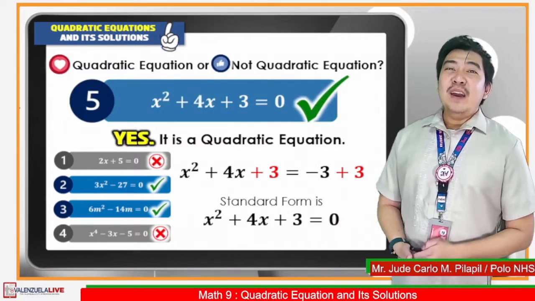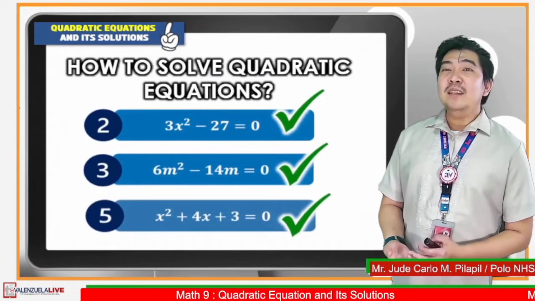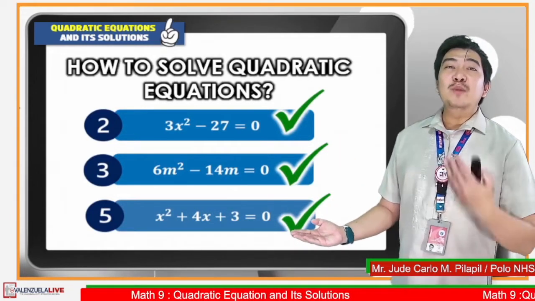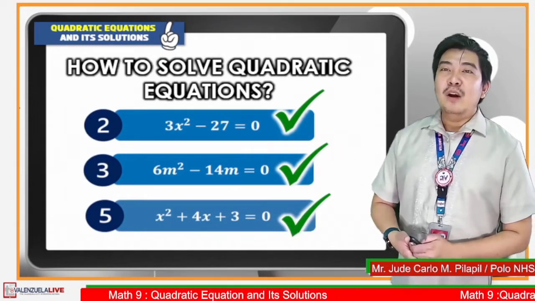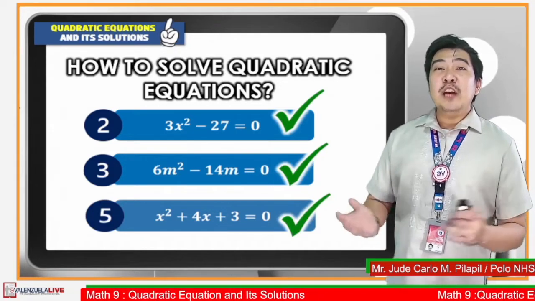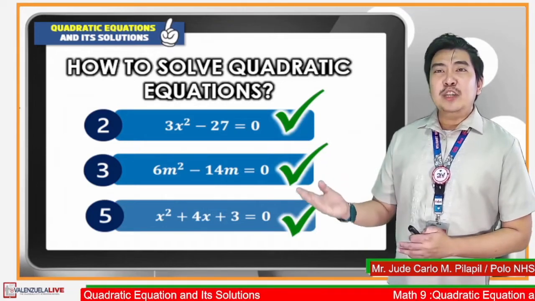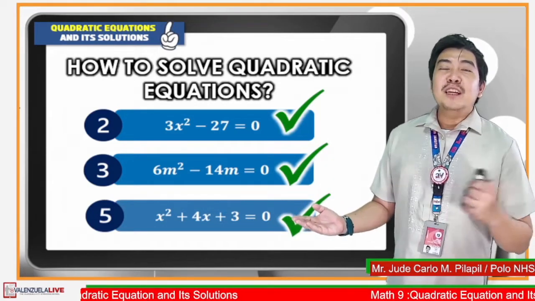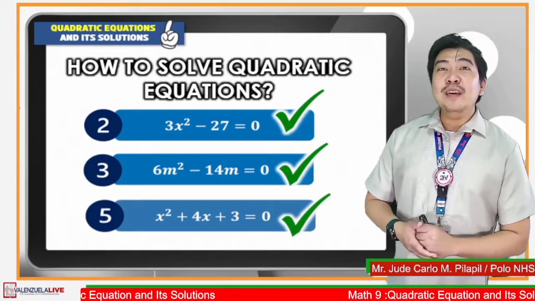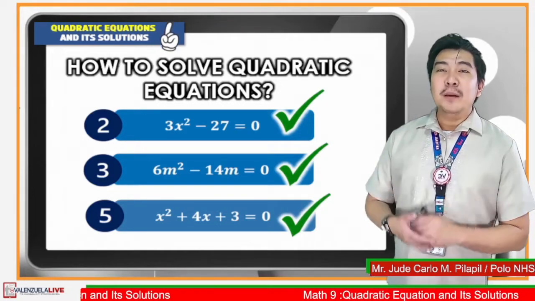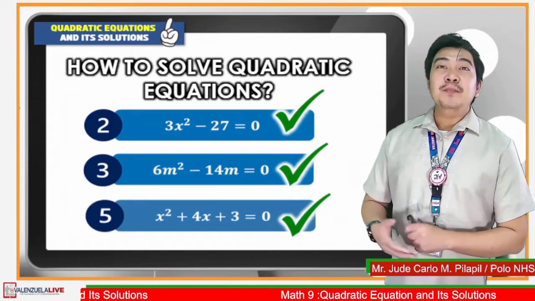Out of the 5 mathematical statements that we identified, 3 are quadratic equations, and we have already written them in their standard form. Since they are quadratic equations, how are we going to solve these quadratic equations? We should take note that when we are solving any equations, we are to find the value of the unknown variable that will satisfy the given equation.